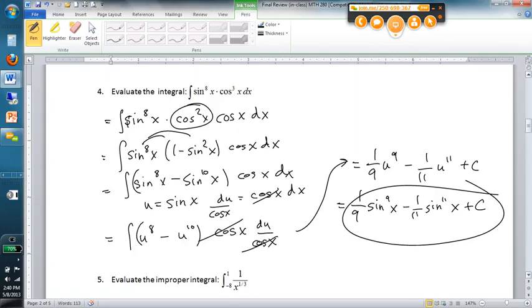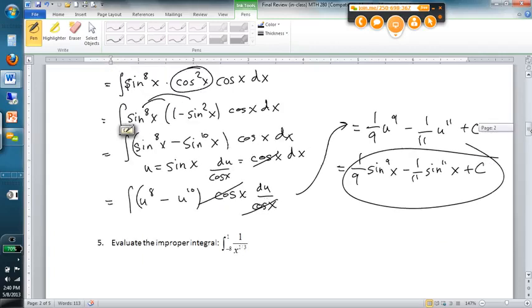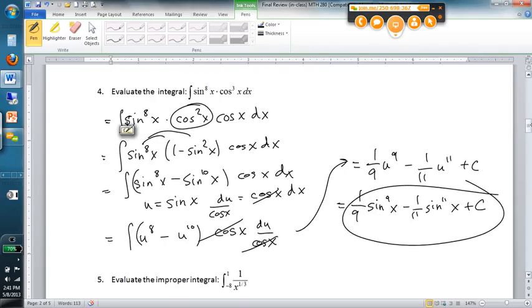For tangent, you can hold out a secant tangent or a secant squared. On this one, if they're both odd, take your pick. I would probably pick the smaller one to break off because that'll make it less work. If they're both odd, but yeah. Okay.